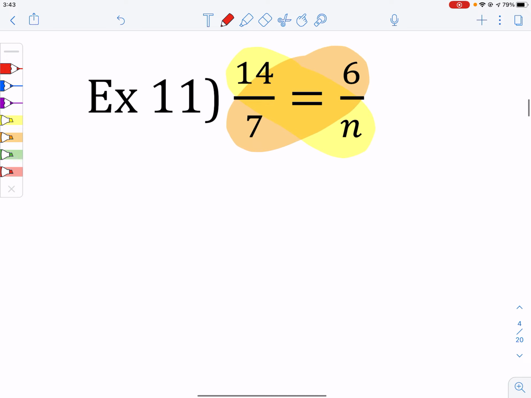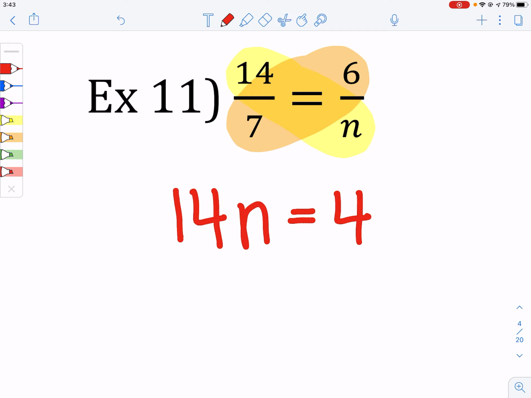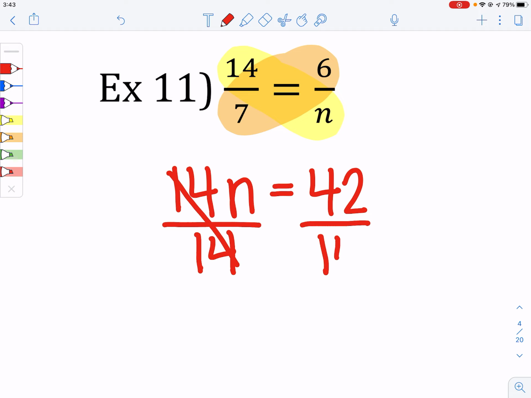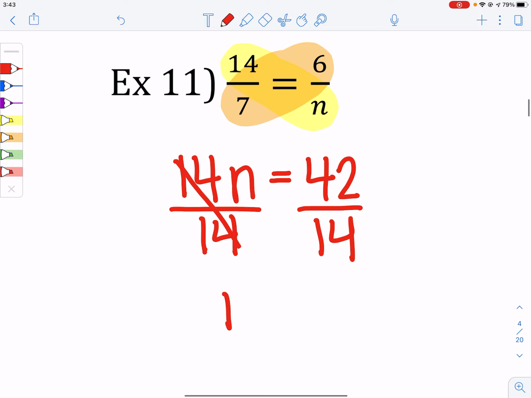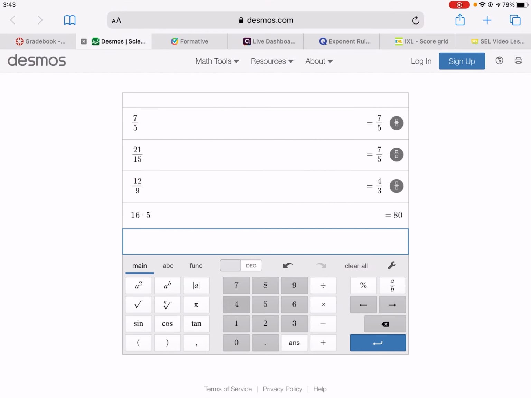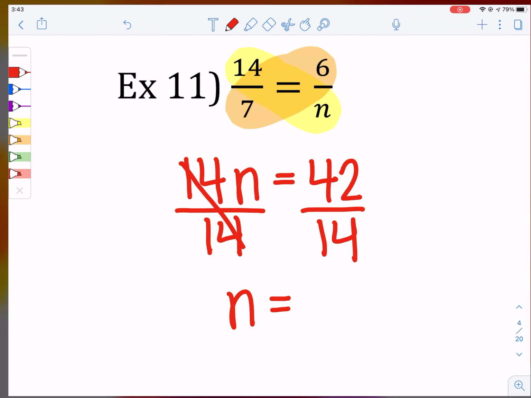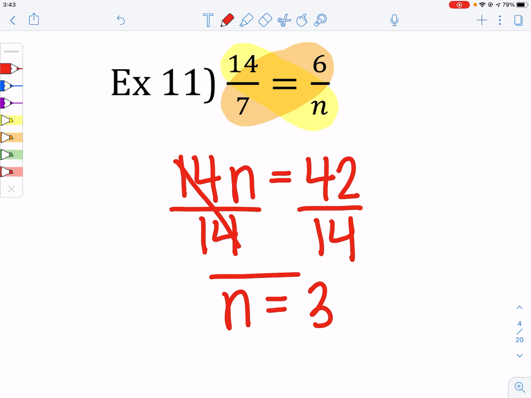All right, so I know 14 times n, I would write 14n. 7 times 6 is 42. I have to get n by itself, so let's divide by 14. Over here, divide by 14. Okay, and I know 42 divided by 14 gives me 3. Okay, so my final answer here is n equals 3.